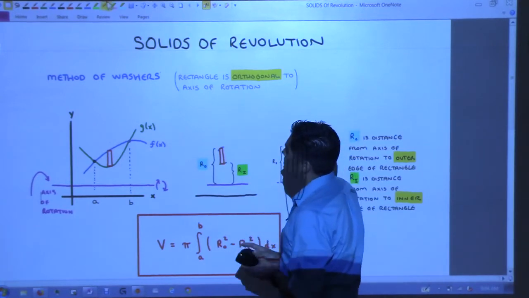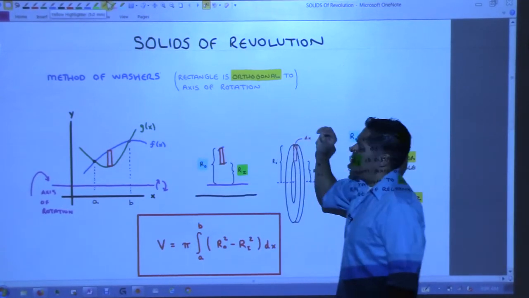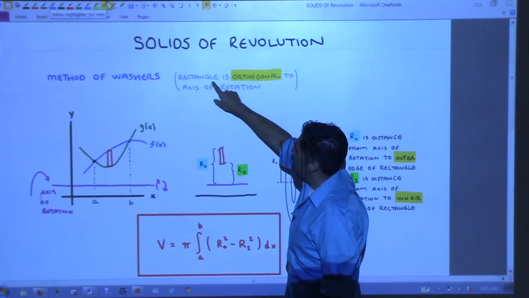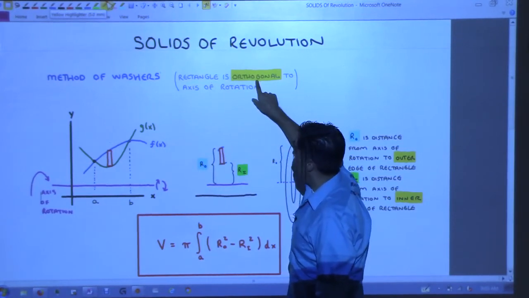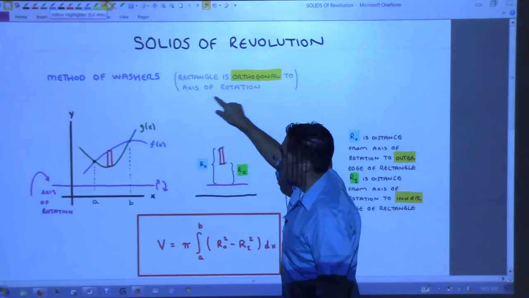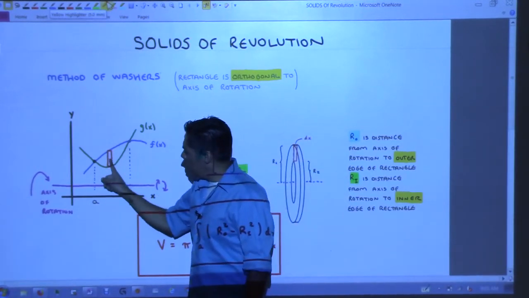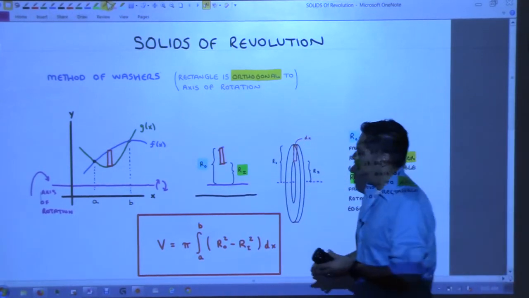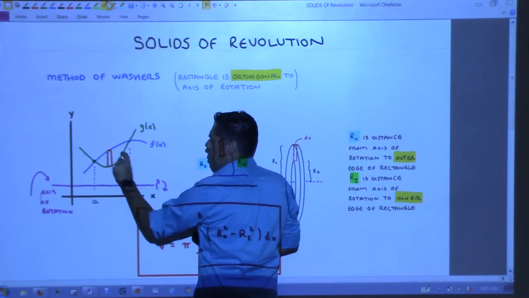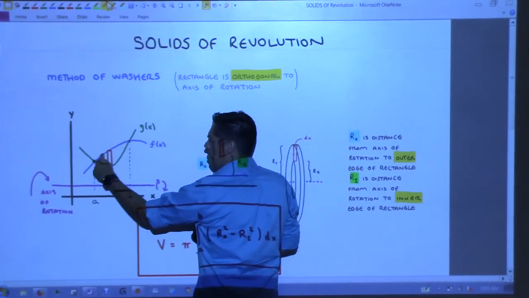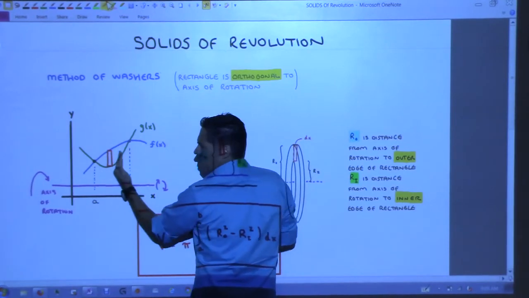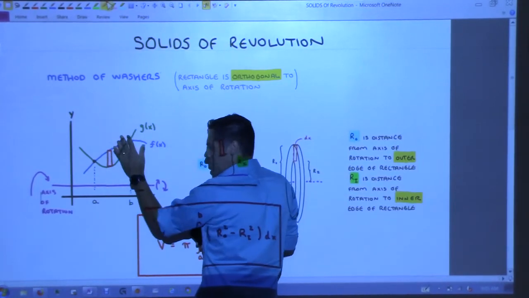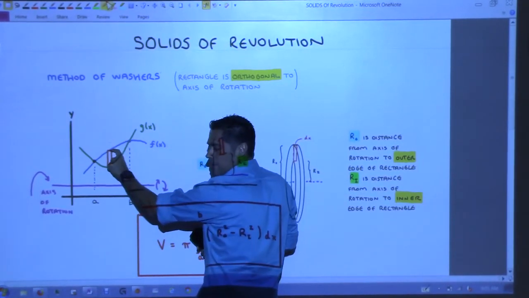So when it comes to washers, the main thing that tips you off that you're going to need to use this method is that the rectangle that you draw within your region is orthogonal, meaning perpendicular, to the axis of rotation. So if your little rectangle and your axis of rotation are perpendicular, you want to use washers. Also, keep in mind that when you draw your rectangle, the function on the top of the rectangle should always stay the same as you move the rectangle from left to right. Like it's always the blue curve, then this would always be the green curve, as you move this left and right. Then that's a good rectangle to have, all right?